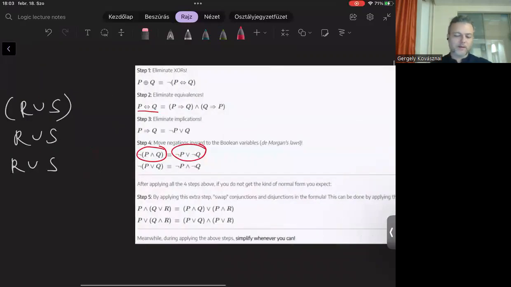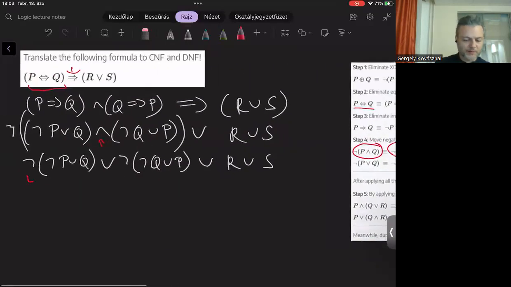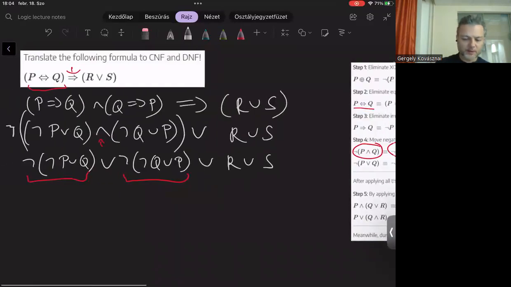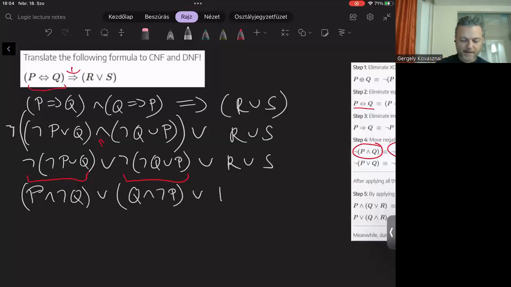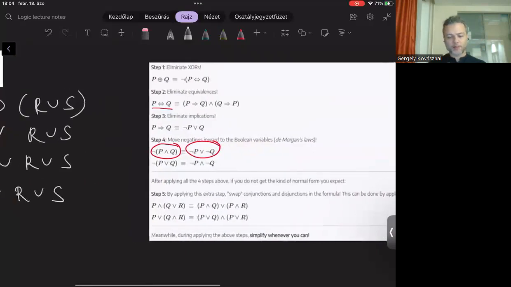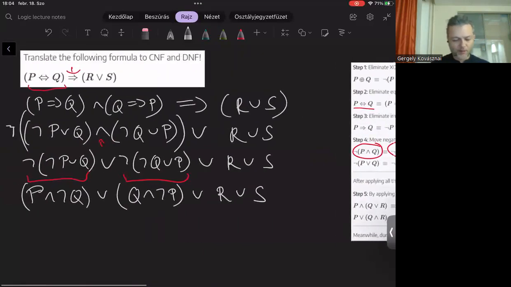And we are done. We are not done yet with step 4, because there are two subformulas to which we can apply the De Morgan laws. So this is what I'm going to do. Here, this subformula turns into P and not Q. This subformula turns into Q and not P. And that's it. So now we are done with step 4. There are no more negations which can be moved further inward, right? All the negations are already in front of Boolean variables.